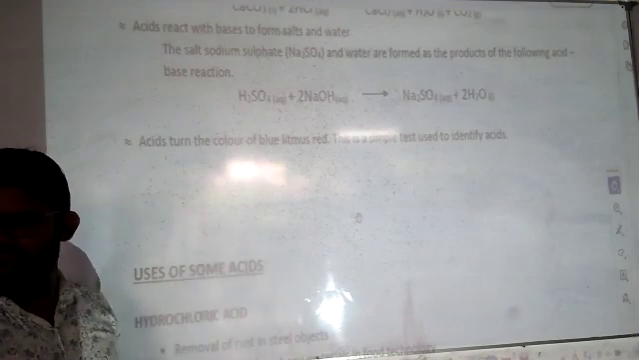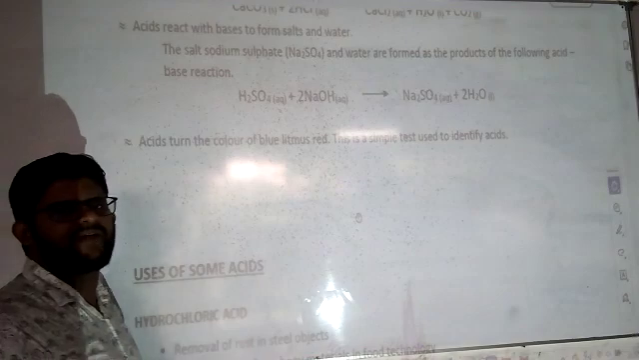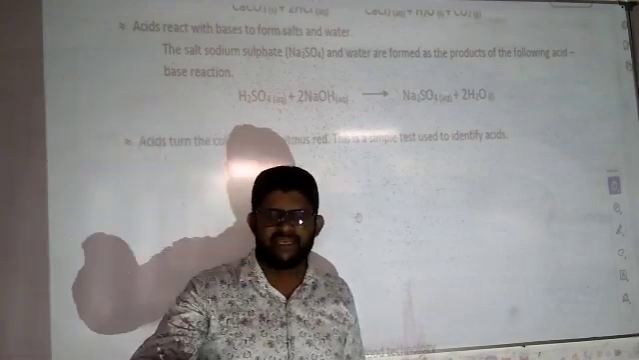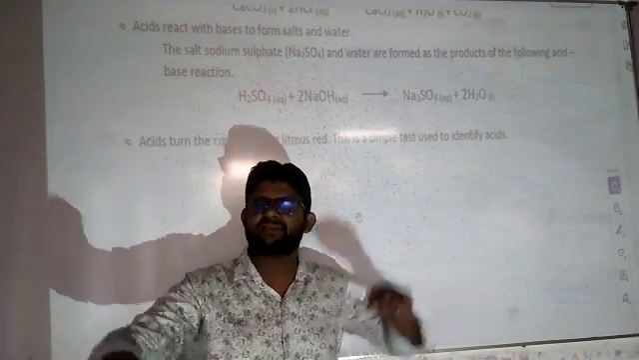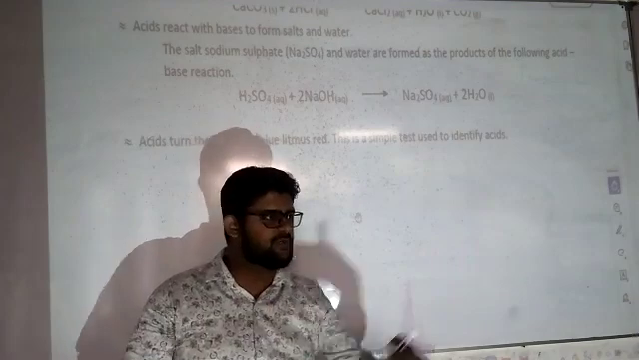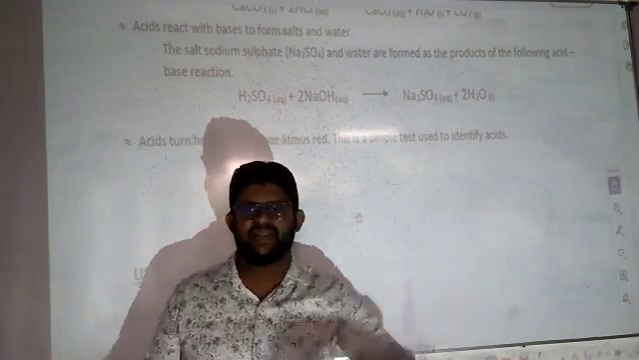Acids turn the color of blue litmus red. This is a simple test used to identify acids. Different tests are there. We term them as indicators. Indicators are the materials which give one color with acids, another color with bases. So we can identify if a solution or a liquid is an acid or base because we already know the colors. Already we know what is the acidic color and basic color.